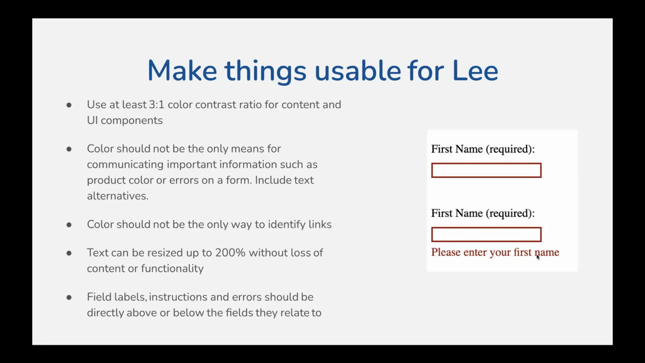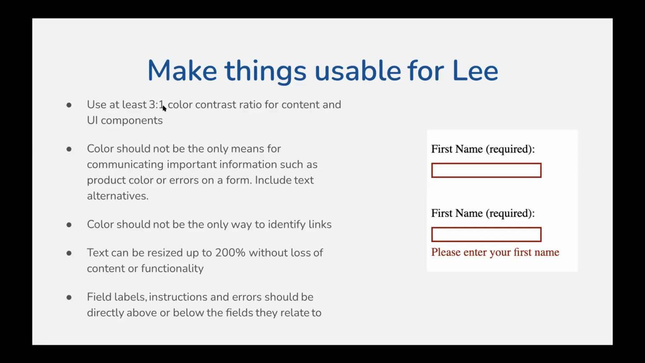Also, color cannot be the only way to identify links. Sometimes you'll see beautiful designs where the link is just a slightly different color from the text, and that's how they're identifying it. But if you put all of that in grayscale, you'll lose context of where some interactive component might be. And then again, text should be able to be resized up to 200% without losing any content or functionality.